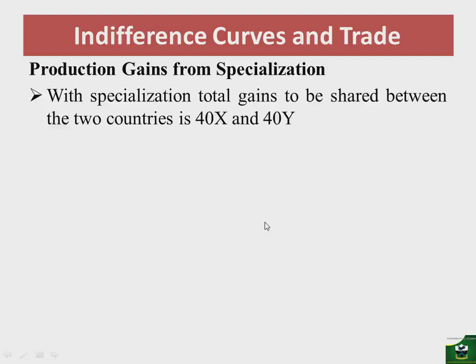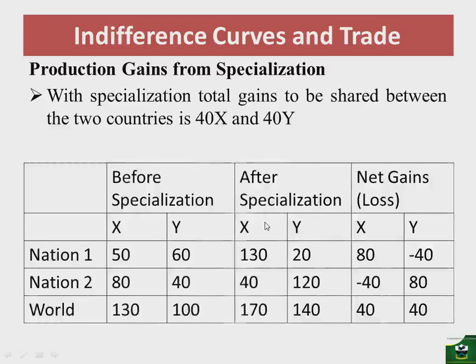Now, because we've already analyzed how these gains are distributed on the graph, we'll just run through the table so that we see, suppose we didn't have the graph, how were we going to identify that nation 1 has gained 20 and nation 2 has gained 20 of X. Let's look at the table below.